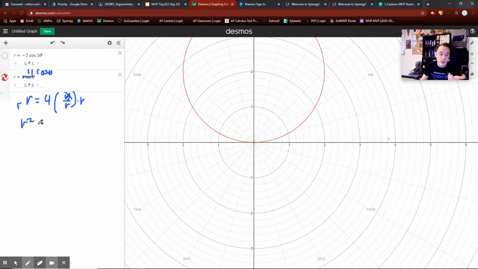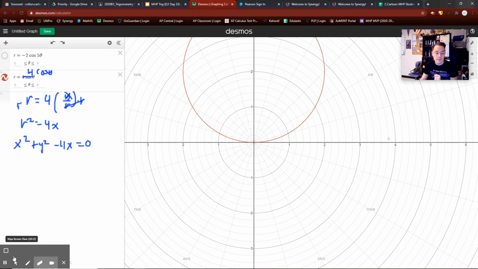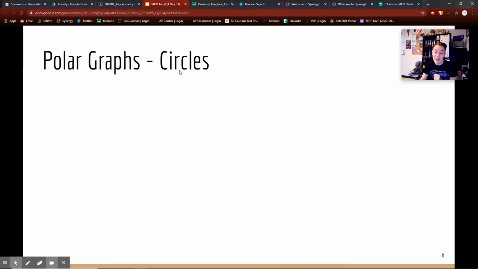And so this is r squared 4, and then this is just x. And so then r squared is x squared plus y squared, and then we can subtract the x over equals 0. We can perform completing the square on it and so forth. So this is stuff that we already learned in the previous couple days. So just letting you know, you could still take it into a rectangular coordinate equation, but that's not what we're going to be doing right now.